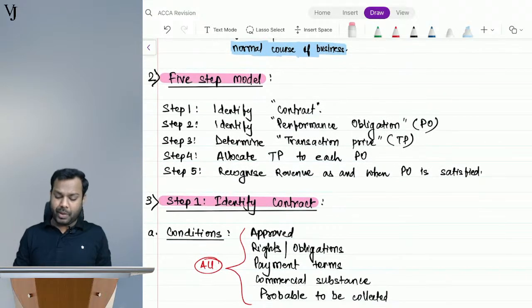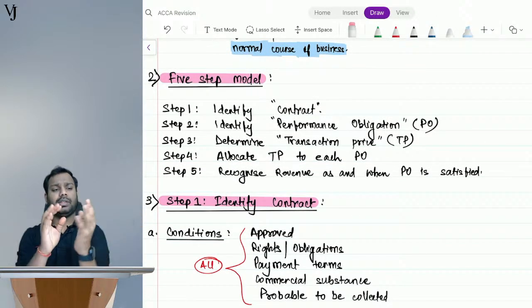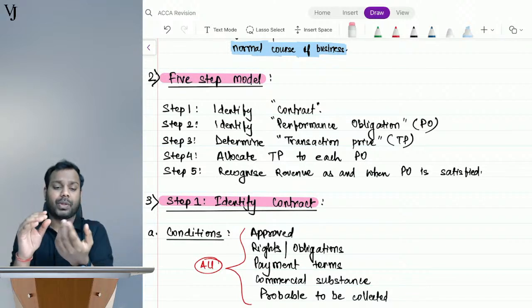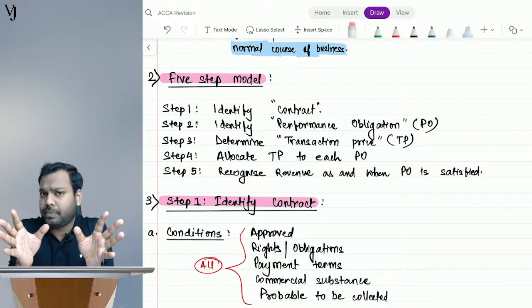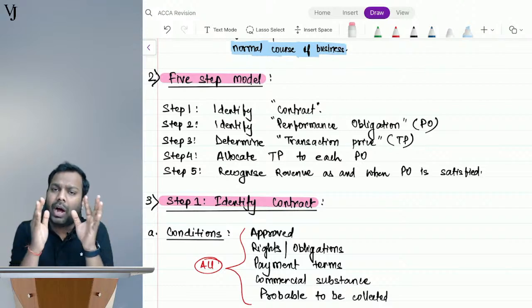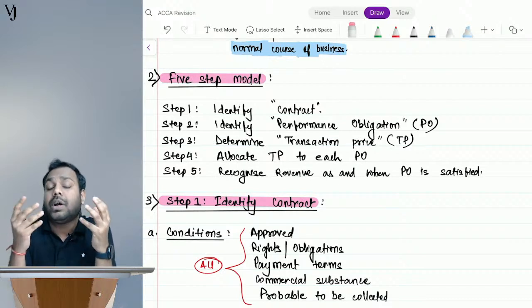Now coming to the 5-step model. Understand, guys, the 5-step model makes things very simple. First, it says assess if there is a contract or not. Dekh lo contract hai ya nahi. And then it says to assess what are your performance obligations. What are your responsibilities in the contract?